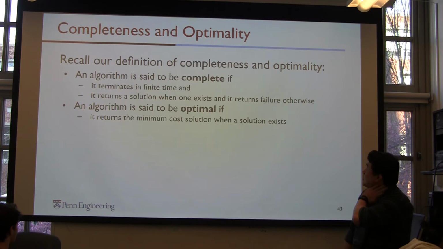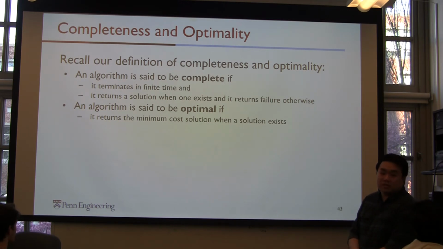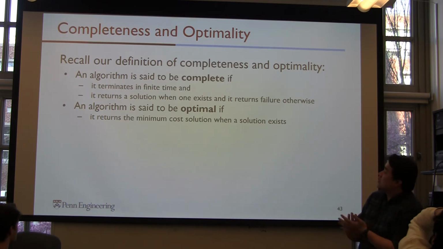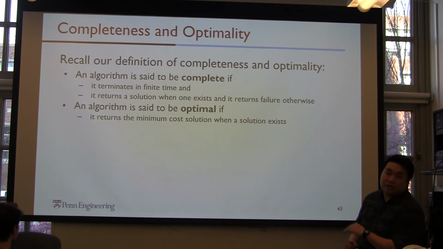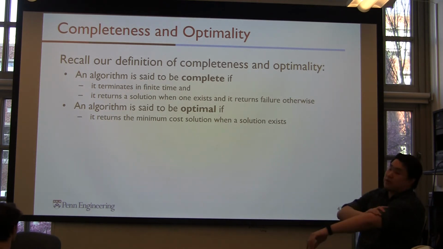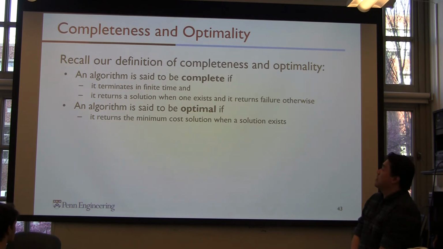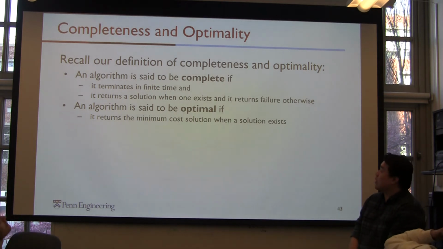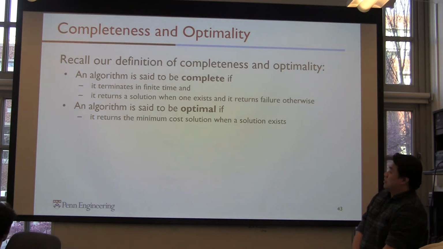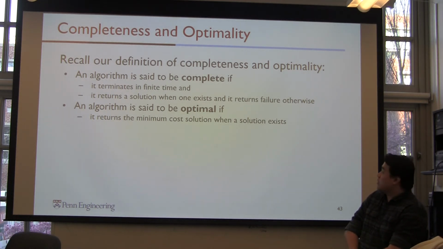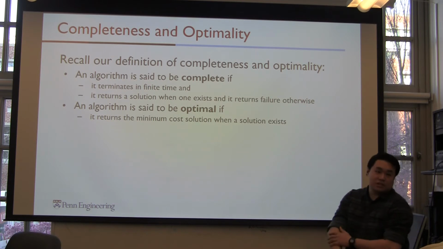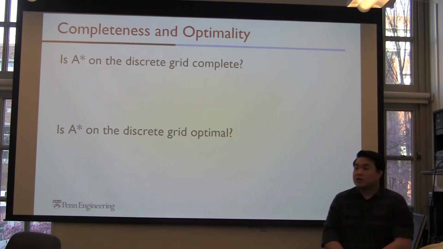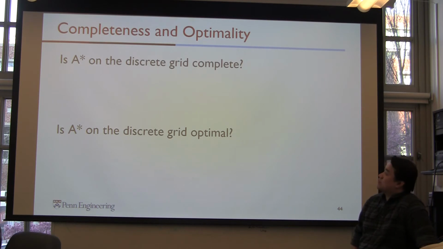Alright, so we're going to go back to the two concepts, completeness and optimality. Just a reminder, complete means that the algorithm terminates in finite time and returns a solution when there is a solution. Optimal is that it returns the minimum cost solution when a solution exists. So in our toy example on the grid world, is A star complete? Basically, does it return a solution when there is a solution?